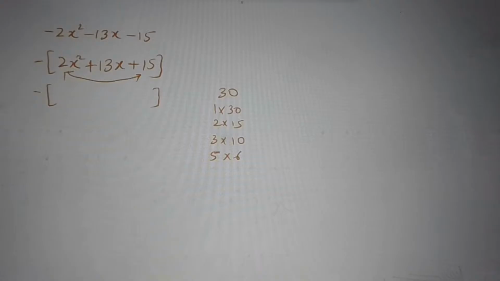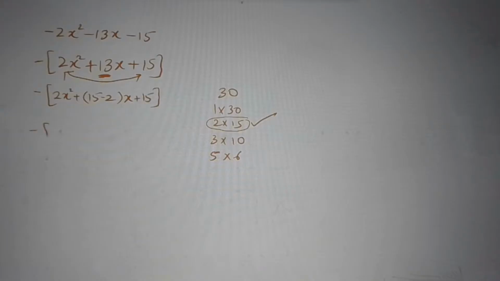So it means that these are the factors. We have to choose a pair which will make 13 for us, right? 13 is in the middle. So 13 can be made from these two. 15 and 2 can make 13 for us. We select this. Others cannot contribute like this. So here 2x square plus 13x can be written as 15 minus 2, x plus 15.